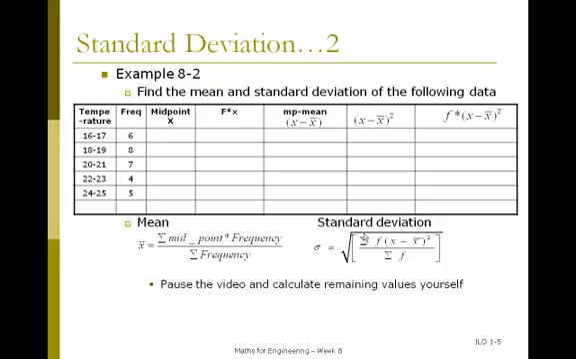So pause the video for a few minutes now and calculate the remaining values yourself in the table. Firstly, entering the midpoint. Secondly, filling the column the frequency times the midpoint, fx. Then the next column, which is the midpoint minus the mean. Then once you get that column, the next column is the midpoint minus the mean squared. And lastly, the last column is the frequency times the midpoint minus the mean squared. So take a few minutes and complete the table.